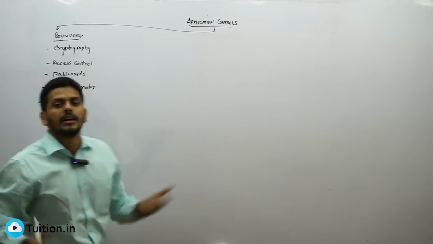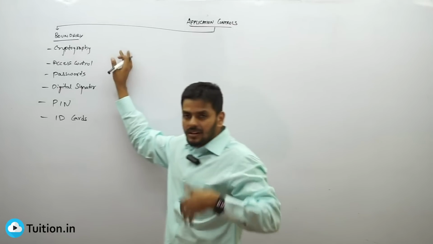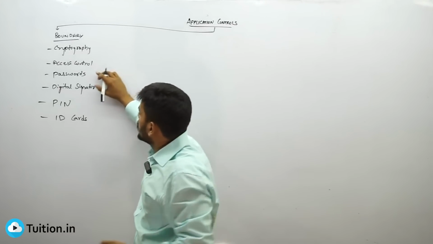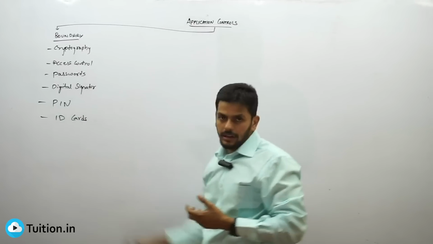What is cryptography? The art of encryption, converting plain text into ciphertext. Access control is about identifying and authenticating. Then passwords, digital signature, PIN, ID card. I don't think these need explanation, right?